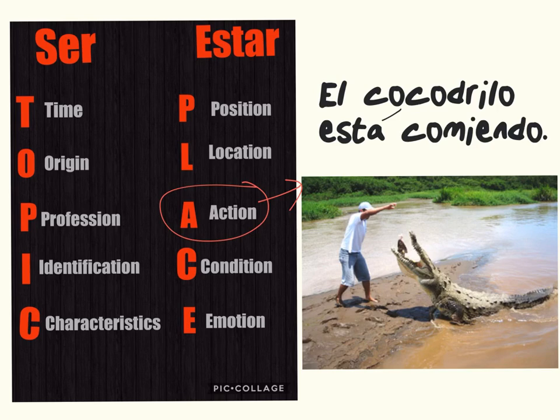We use a form of estar with the -ing form when we are saying what someone is doing, like if I'm talking or I'm running. So when you do that, you use a form of estar, like in here, "el cocodrilo está comiendo." But the verb that comes after the estar would either end in -yendo, like this one, if it's an ER or an IR verb, or if it were an AR verb, for example, if I was using nadar, it ends in -ando. So if I wanted to say he is swimming, I would say "el cocodrilo está nadando."